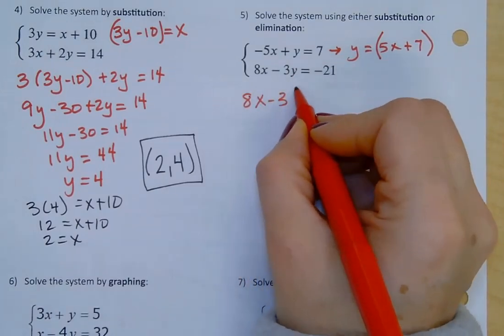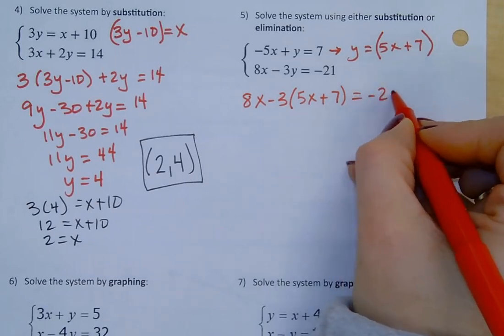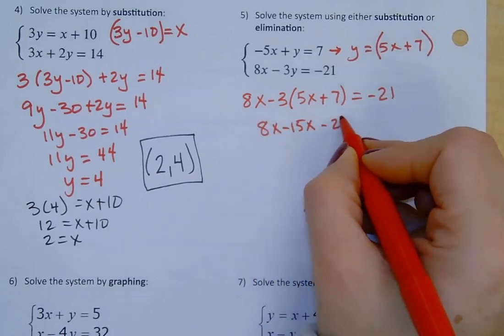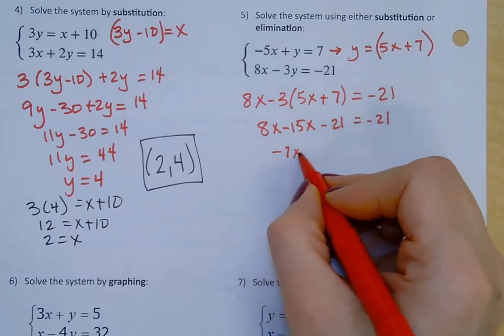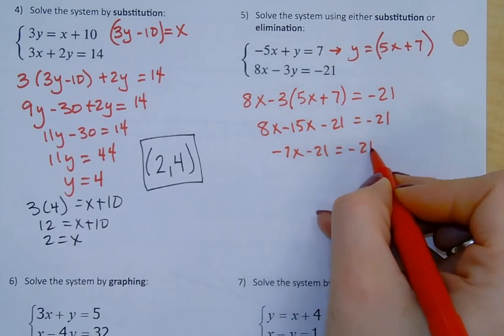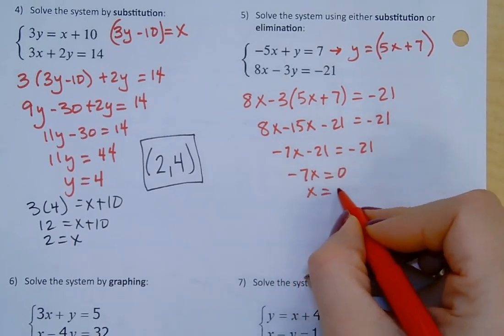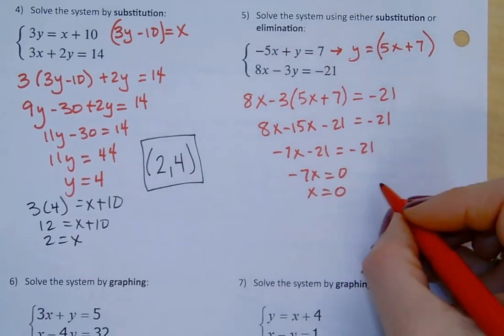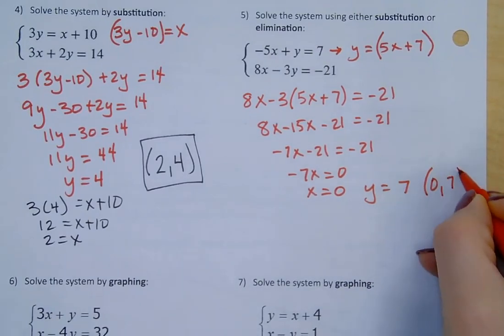8x minus 3 times (5x plus 7) equals -21. 8x minus 15x minus 21 equals -21. And so I have -7x minus 21 equals -21. -7x equals 0, x equals 0. If x equals 0 and I plug that in, then y must equal 7. So my ordered pair is (0, 7).